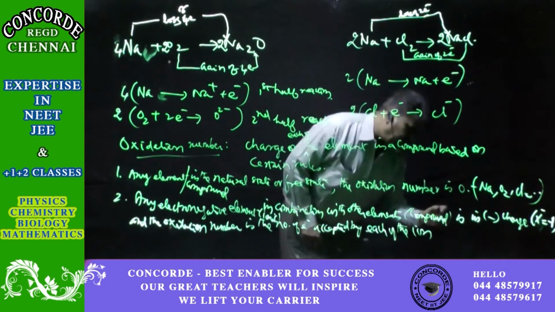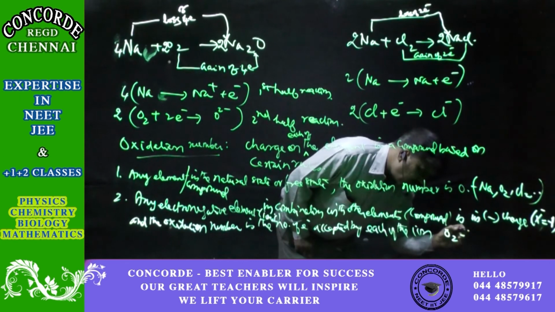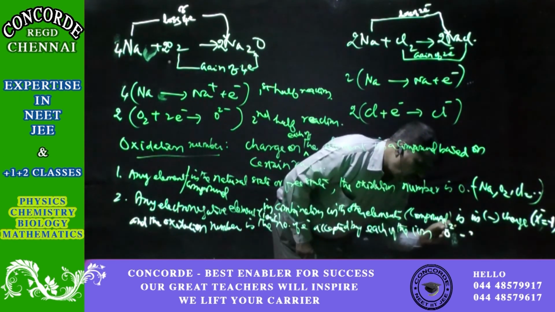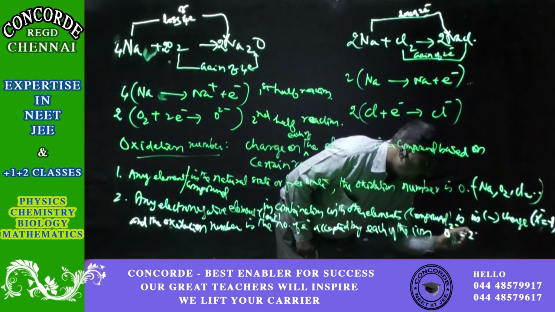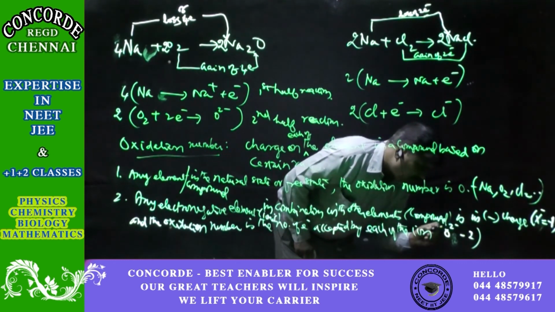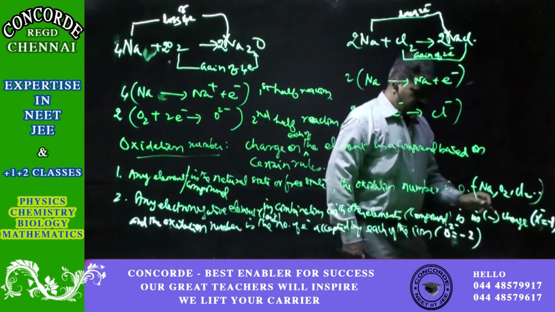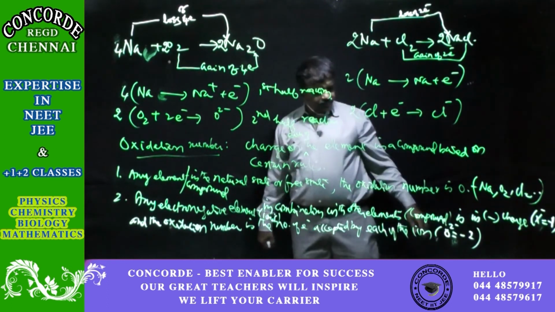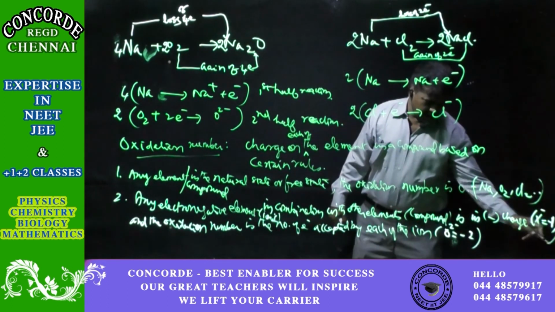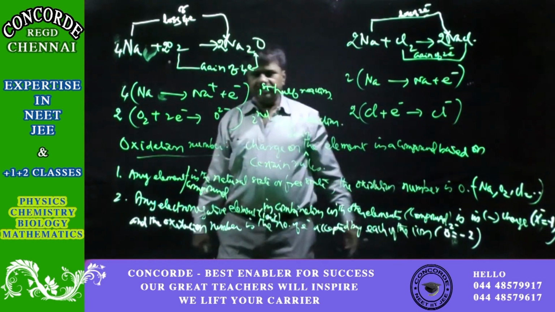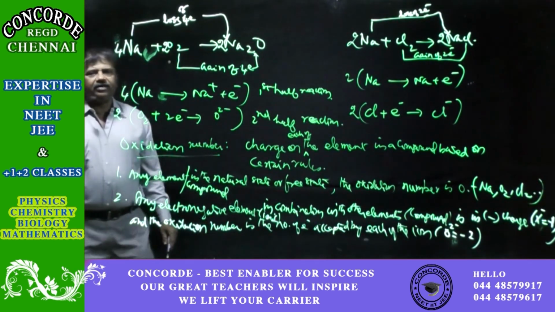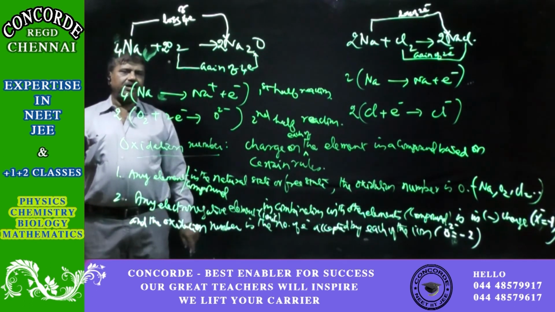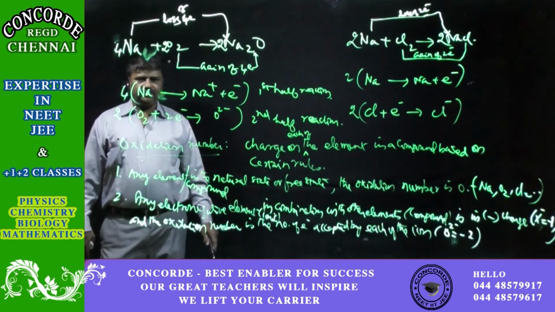So for X it is -1, and for O it is -2. For X, that is chlorine, bromine, iodine, this is -1, since they can accept one electron. One O can accept 2 electrons, so it is 2 minus.